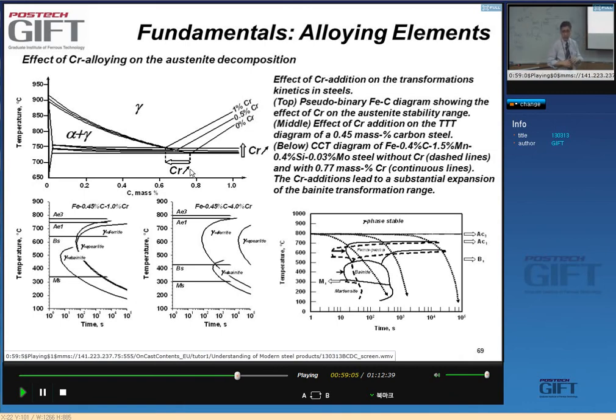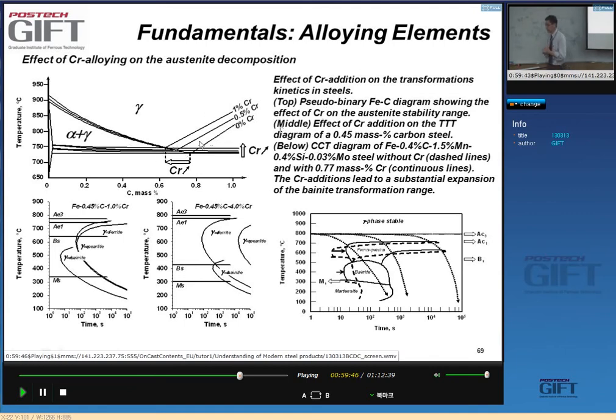And what we see is that chromium is a ferrite stabilizing element, not very strong. We can see it tends to lift the AE1 temperature, just as silicon did. So it's definitely a ferrite stabilizer. It also moves the eutectoid composition to the left. But what it's basically used for is the impact it has on the transformations. Yes, in particular, the ferrite formation and the bainite formation.